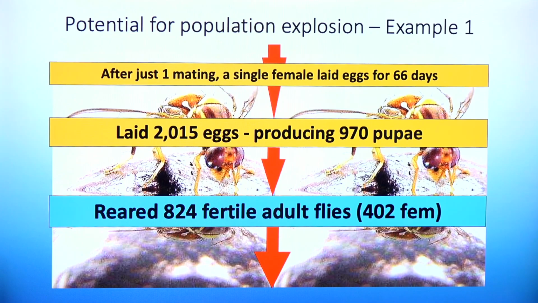If you multiply that by another 400 in another generation and another after that, you can see how quickly they can spread and how quickly that populations can expand.